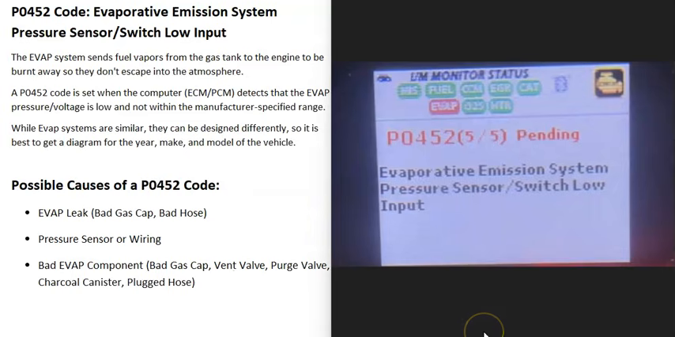So today I'm talking about a P0452 code, what it is and how you go about fixing it. And so what is a P0452 code? Well, it's an evaporative emission system pressure sensor switch low input. And so what does this mean?